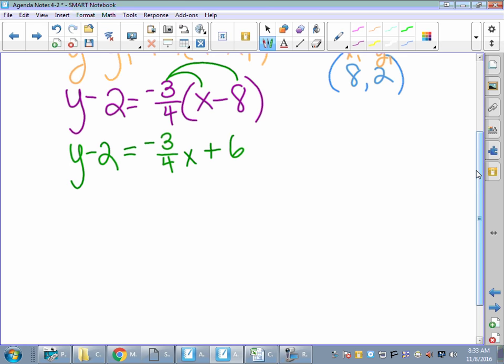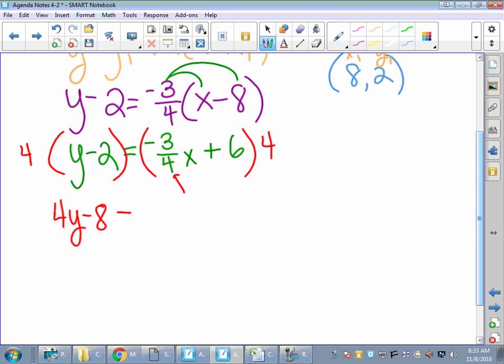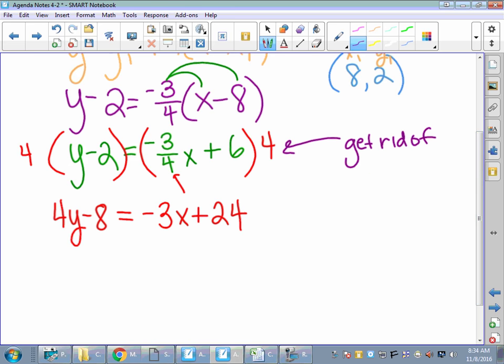So my denominator in this problem is 4, which means I'm going to multiply and distribute both sides by 4. So on the left, when I distribute the 4 to the y minus 2, I get 4y minus 8. On the right, when I distribute the 4 to the negative 3/4 x plus 6, I end up with negative 3x plus 24. So that was taking care of fractions. Get rid of fractions.